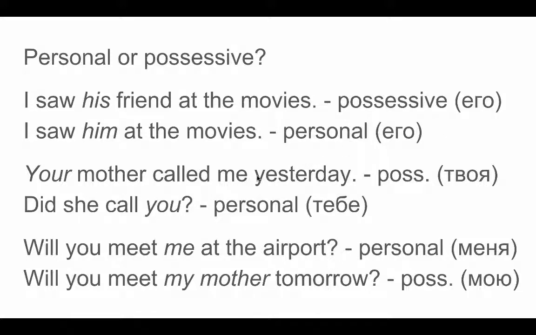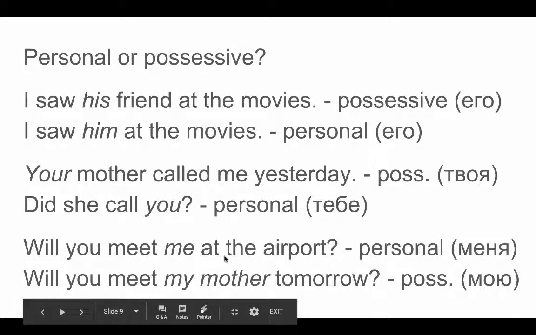Your mother called me yesterday. This is a possessive. But here we'll have твоя. Versus, did she call you? This is a personal. And we'll need the personal pronoun in Russian. Тебе. Will you meet me at the airport? Personal. Меня. Will you meet my mother tomorrow? Possessive. Мою.